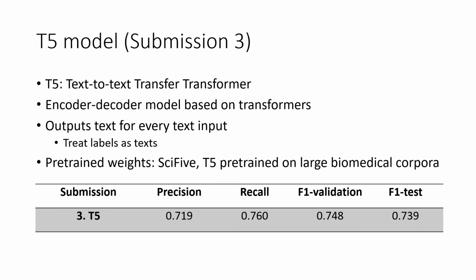For submission 3, we used the T5 model, short for text-to-text transfer transformer. It is an encoder-decoder model based on transformers that outputs text for every text input. In our application, we treat the labels as texts when fine-tuning the model and use SciFive as our initial weights. SciFive is trained on large biomedical corpora. See below for the performance of our fine-tuned T5 model.